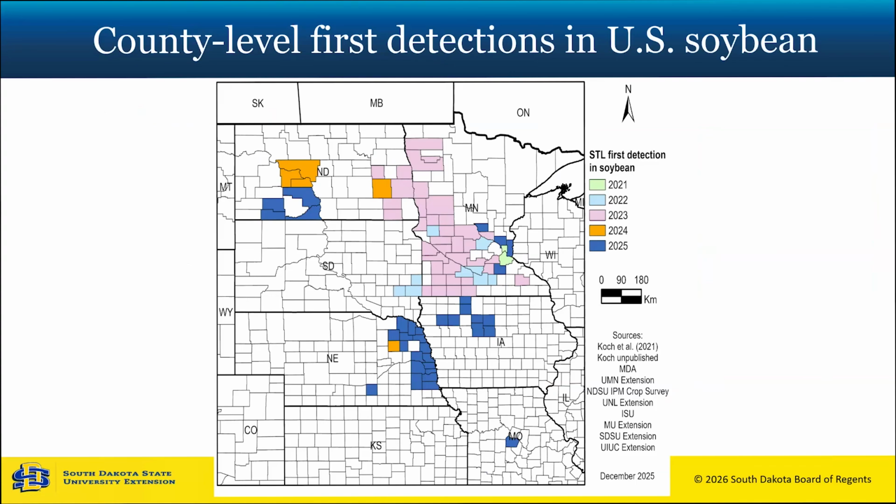So county level first detection in U.S. soybean starts in 2021. You can see there near the St. Paul, Rosemount regions there in the light green.